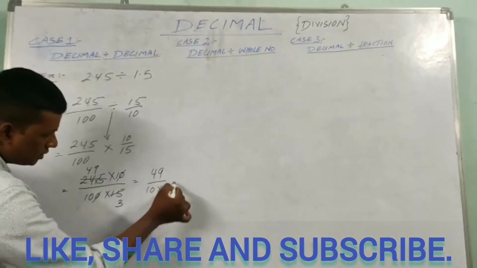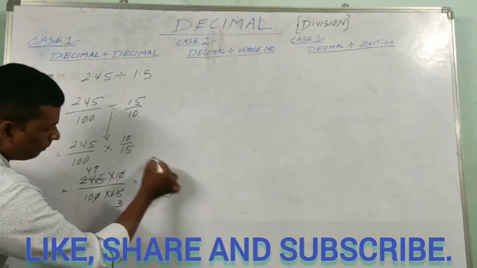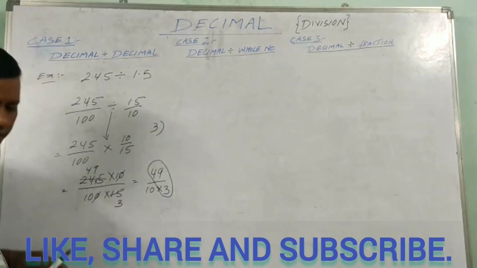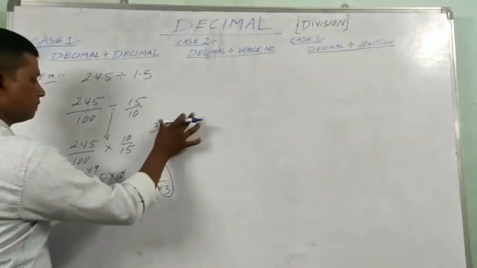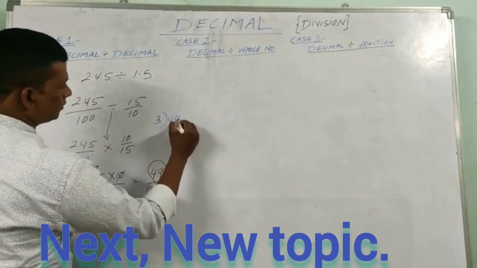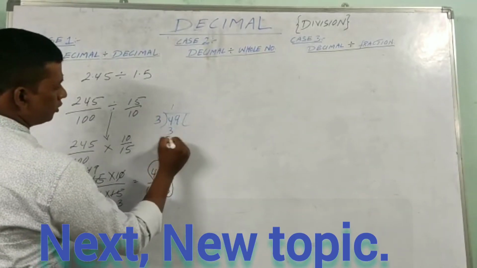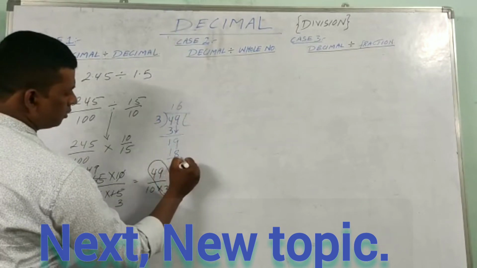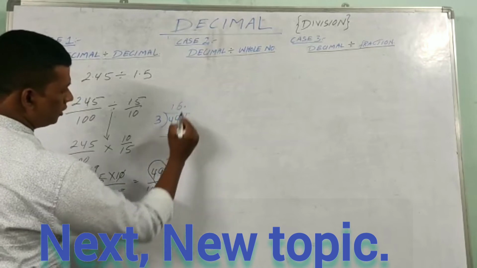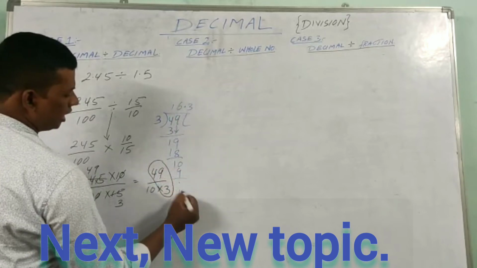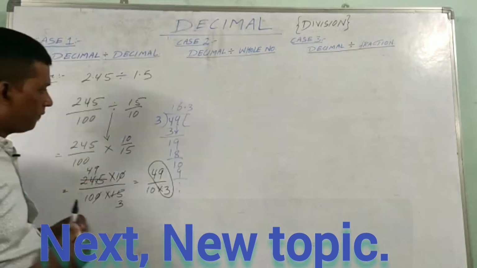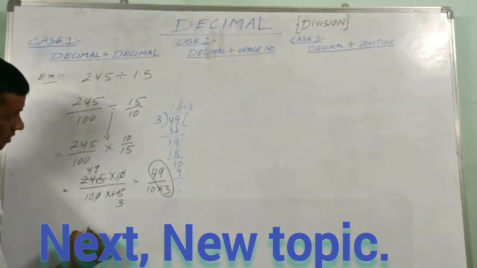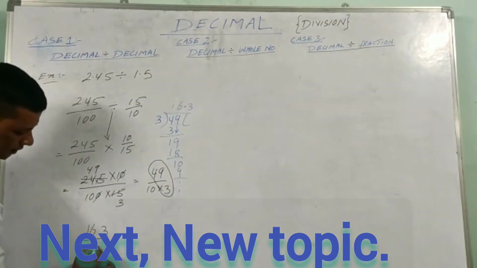Now what I am doing, I am just dividing 49 by 3. Now 3 divided by 49. 3 1s are 3, 1, 9 it is, 3 6s are 18, 1, not possible, 0, 3 3s are 9. Leave this till after the decimal point. Only one digit I am doing here. The answer is, if you divide these two, 16.3 by 10.